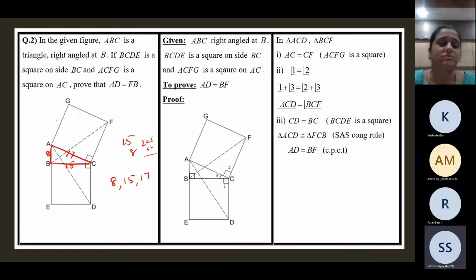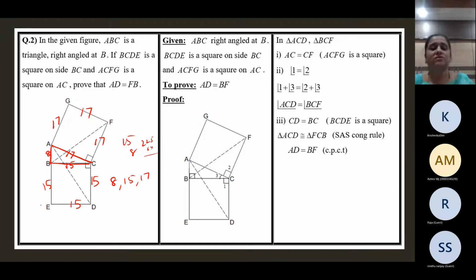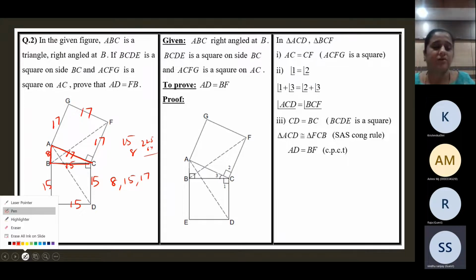How many? 17, because it's a square. All the sides are equal, 17. What about the sides of BCDE? What will be their measures? 15. Now it's very clear that the two squares will not have the same side. Yes or no? Yes, ma'am. Very good.